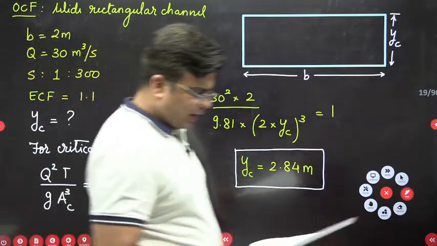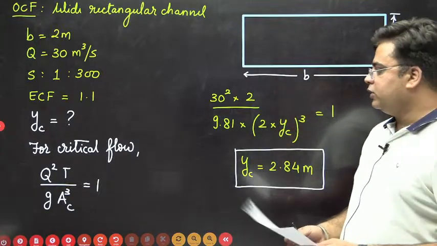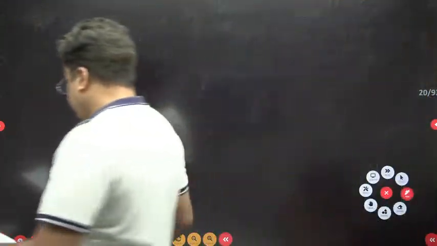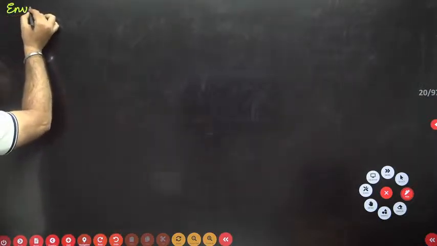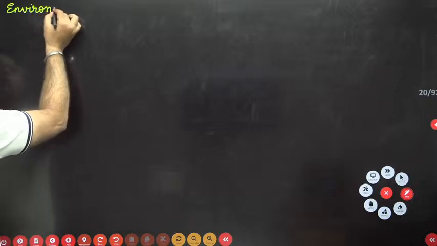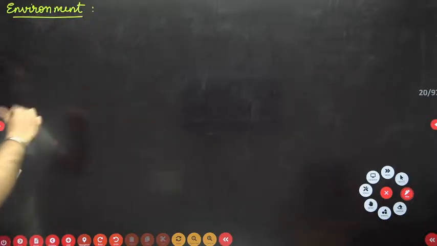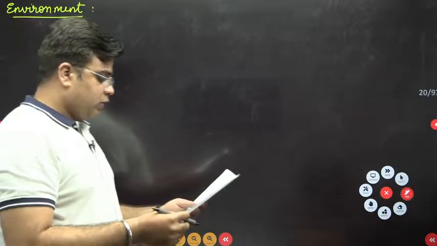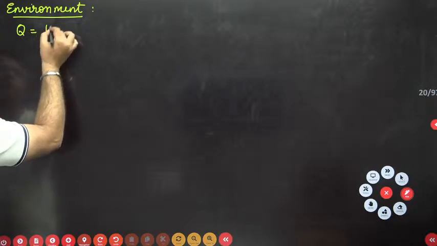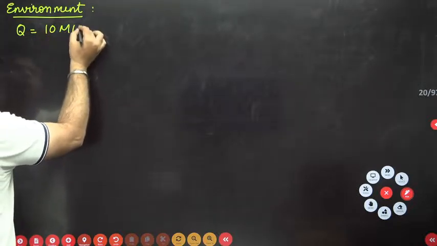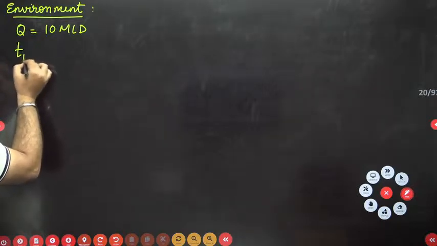Next we have an environment question. Again, such an easy question. Only thing is, questions are a bit lengthy this time. So for this session, the next question is from environment. Based on whatever data we received, we are solving it, right? This is an environment question having a discharge of 10 MLD. Then detention time, TD, is given to you as 2 hours.